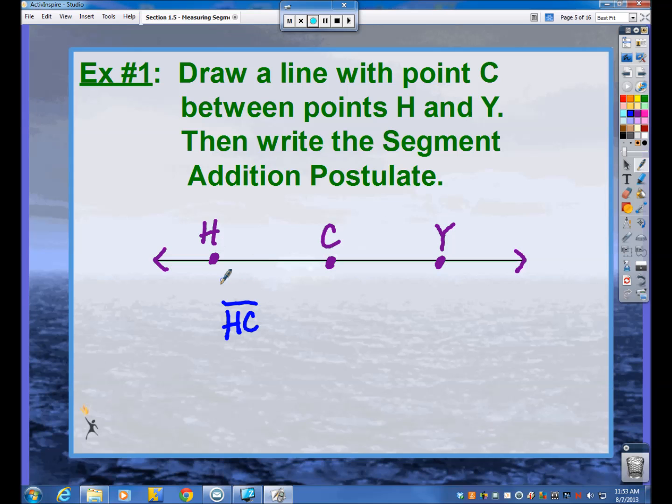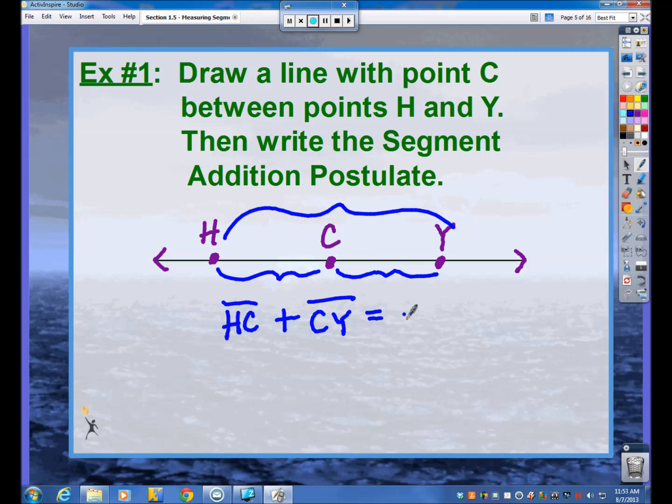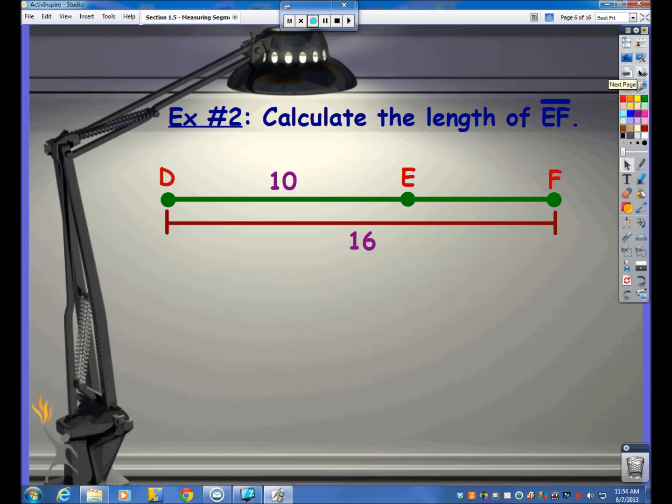So we'll say HC, this guy right here, plus the other little segment here, CY, altogether makes the whole thing, segment HY. And that's it. That is the segment addition postulate at play. All right, so now let's start to use it a little bit more here.